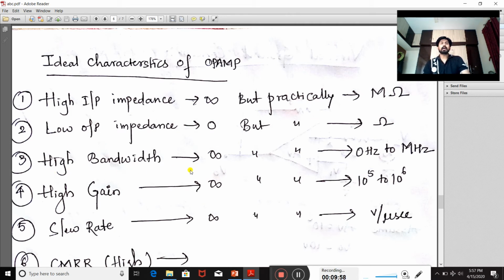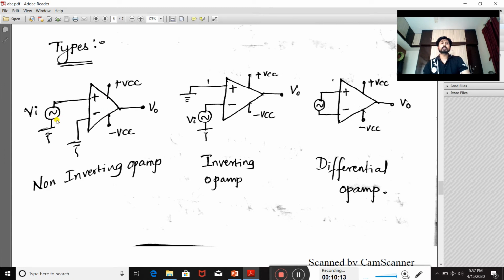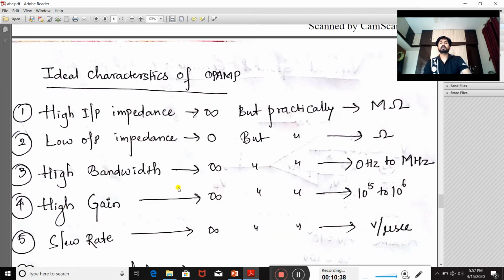It should have very high bandwidth, that means infinite ideally, but practically it is not possible to get infinite, but it should operate from 0 to megahertz. That means if you are connecting any source, it may be 1 hertz, or 2 hertz, or 10 hertz, 10 kilohertz, 1 kilohertz, etc. It should operate for any frequency. That is what we expect, infinite, but practically it is not possible. But practically it should allow operation in terms of megahertz.